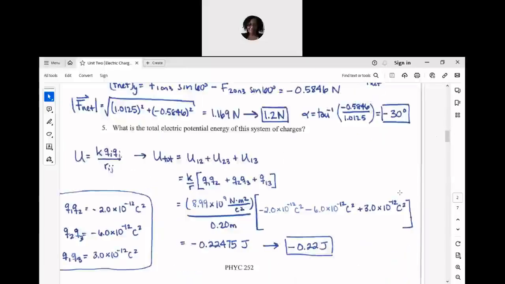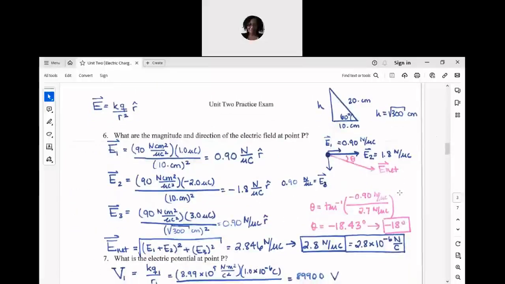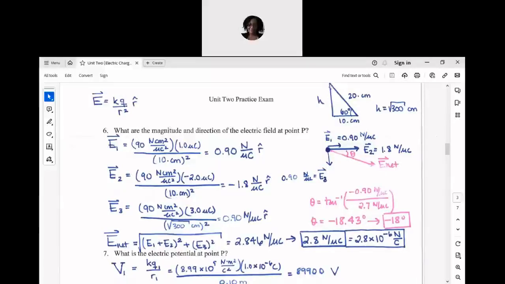I can use the Pythagorean theorem, or I can use an interior angle, some way to figure out what the vertical leg of this right triangle is. If I take the sine of 60 degrees with the hypotenuse 20 centimeters, I can find that h can be expressed as the square root of 300 centimeters. You could also do this with 0.2 meters and 0.1 meters.